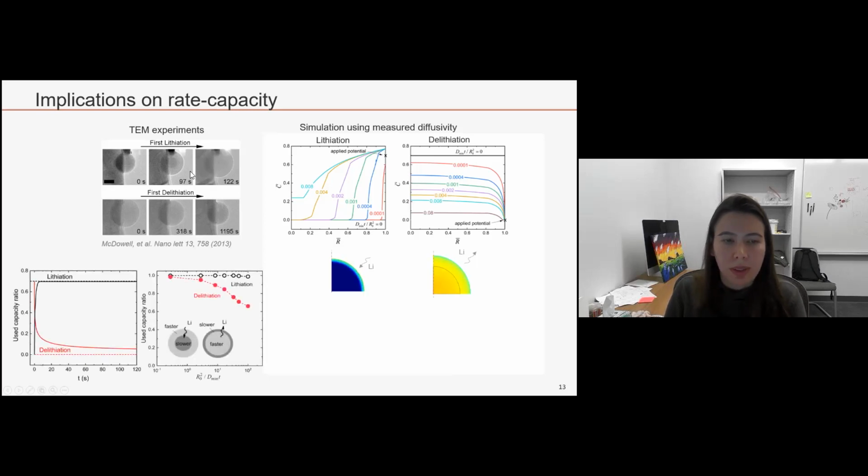And also what we find interesting is that I didn't even notice this before, but you can see that it takes 100 seconds for this particle to lithiate. But it takes more than 1,000 seconds to delithiate, and it doesn't even go back to the original shape. And that's exactly what our experiment shows. The lithiation happens much faster than the delithiation. So there is an asymmetry in the rate of the charging of the battery just because of the diffusivity.